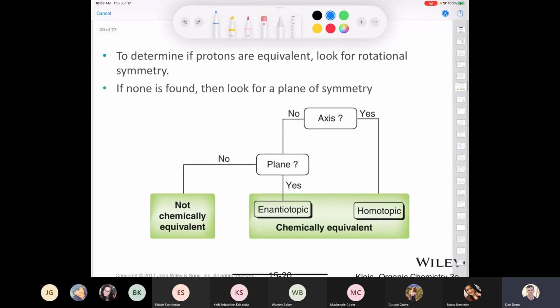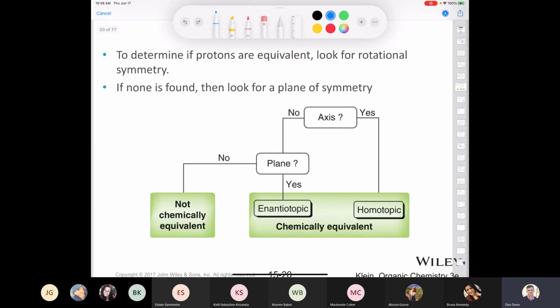So there you go. So what have we learned so far in section 15.4? You want to determine if protons are equivalent. The first thing you do is look for an axis of rotational symmetry, okay? If you have an axis of rotational symmetry, the protons are homotopic. They're chemically equivalent. If you don't have an axis of rotational symmetry, but you do have a plane of symmetry, then your protons are enantiotopic and they're chemically equivalent.